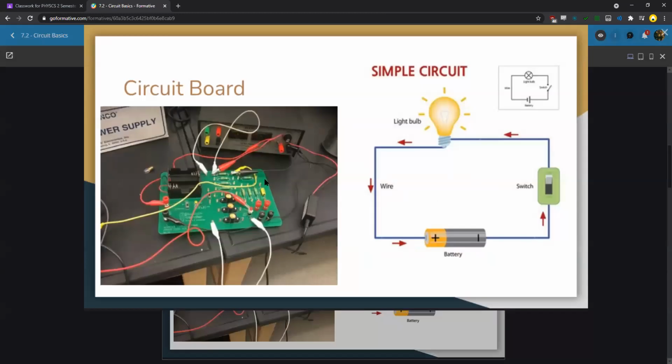Let's move on. So this is showing you a circuit board. We have 16 of these at school, we have 16 of these in the lab, but you guys will never see it, which is unfortunate.